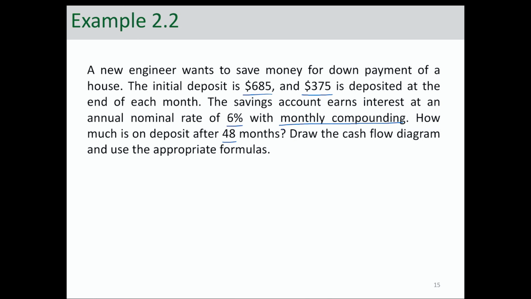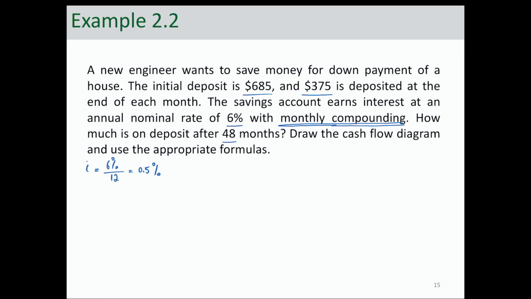And the interest rate here is given annually, but the compounding structure is monthly. So what we need to do is to use a consistent interest rate with the interest period. The interest period is a month, but the rate is annual, so we need to change that to a monthly rate. So the i that we would be using is 6% divided by 12 in order to have the monthly rate.